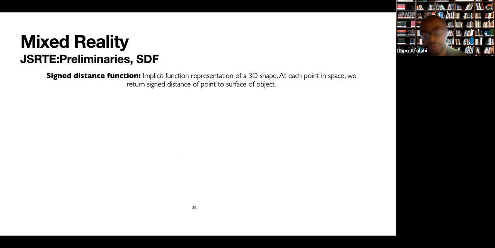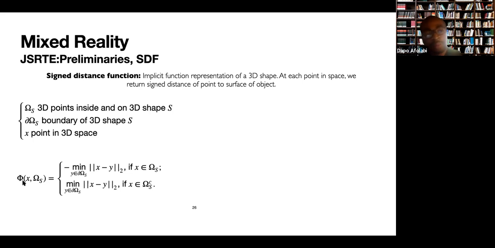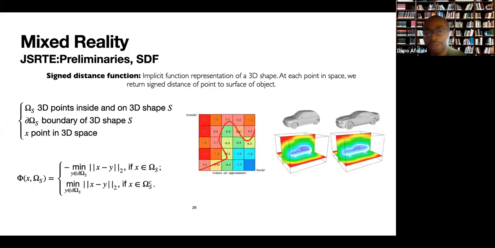And a signed distance function is very similar. So given some 3D shape S, we're going to define the set of points inside and on the shape as omega S, and the boundary set of points as d omega S. And then we just say x is some point in 3D space. So technically and concretely, phi here is our signed distance function. So phi at a point x for a shape omega S is defined as this. And basically what this is telling you is for any point x, the signed distance function returns the distance of the point to the surface of the shape, as well as the sign telling you whether or not it's inside or outside. So that's the intuition. The equation might look a little bit ugly, but that's basically what it's saying. And it has been used for lots of 3D representation, as you can see here. And this is kind of the representation we're going to use going forward. Okay.